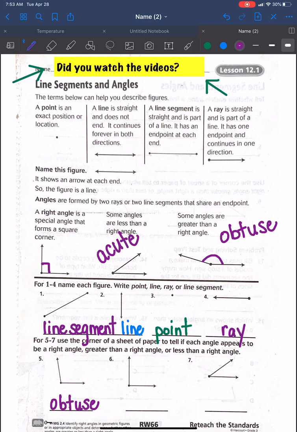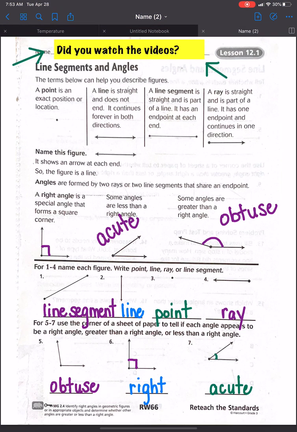All right, which angle makes the square? Notice there's a square. Exactly. That is my right angle. And then finally, my angle that makes something less than 90 degrees. You can either write that it is a less than 90 degree angle, or you can call it by its official name, which is an acute angle.